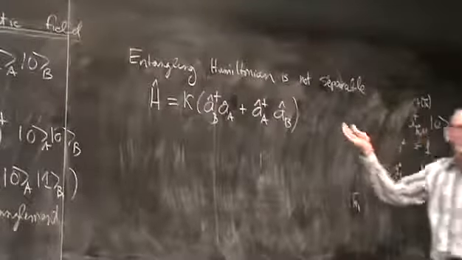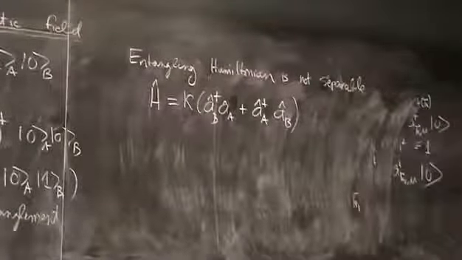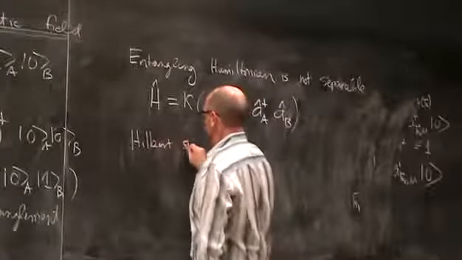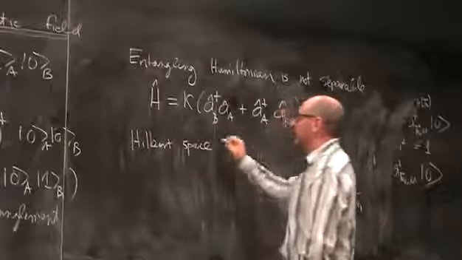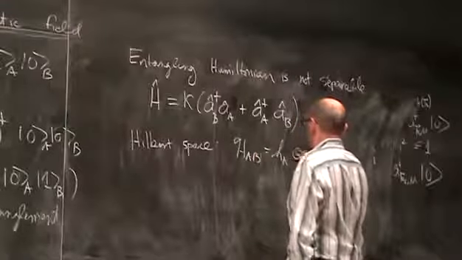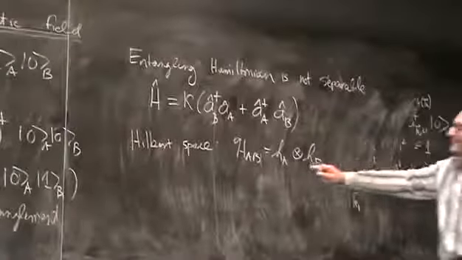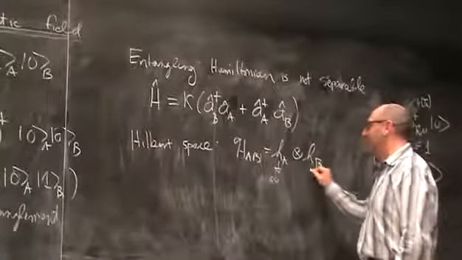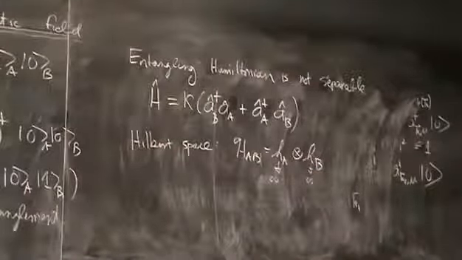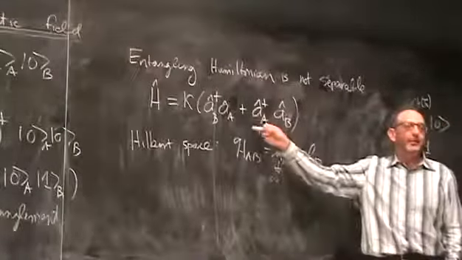And relative to this description of the two modes, in this case my Hilbert space looks like this, where each one of these is an infinite dimensional Hilbert space of a harmonic oscillator. It represents the mode. It's a tensor product space. I can have entanglement, and this is a non-separable interaction.